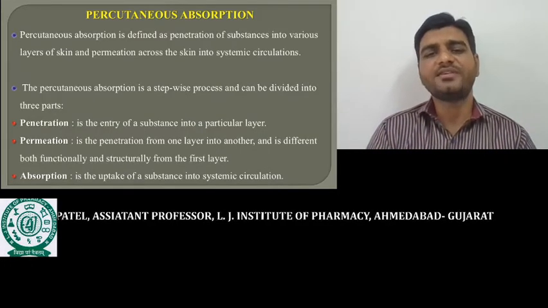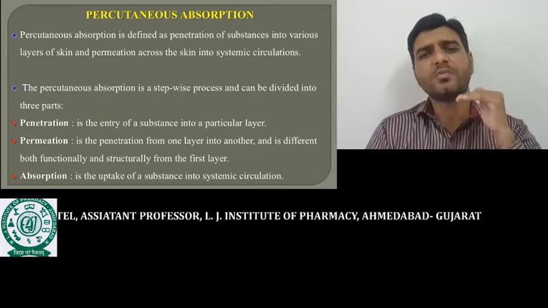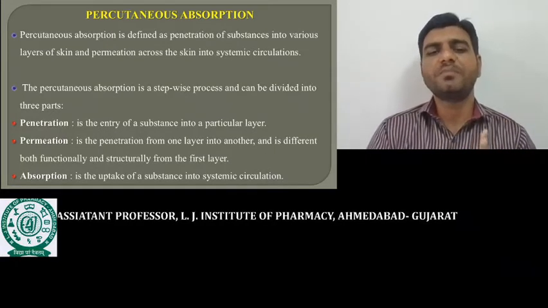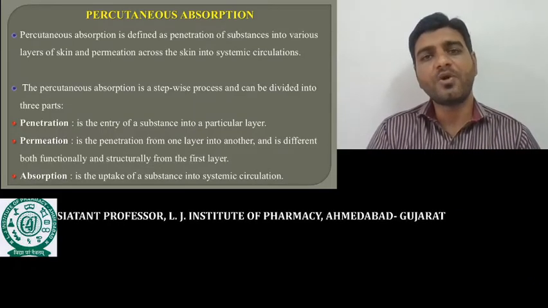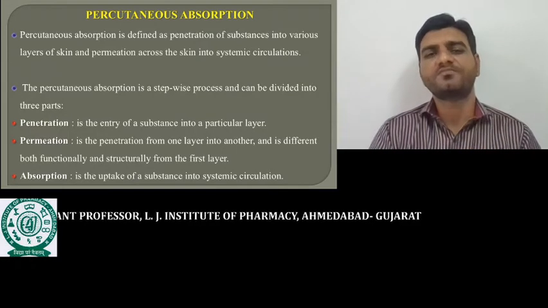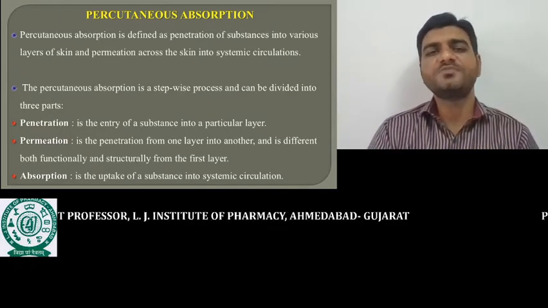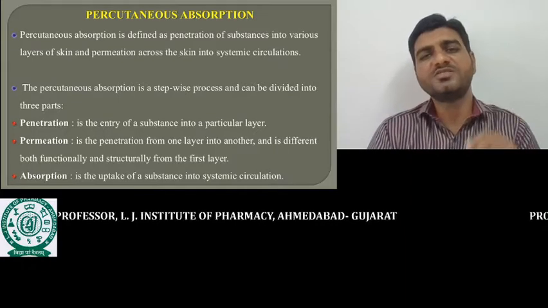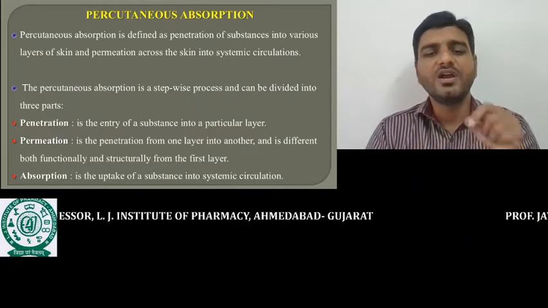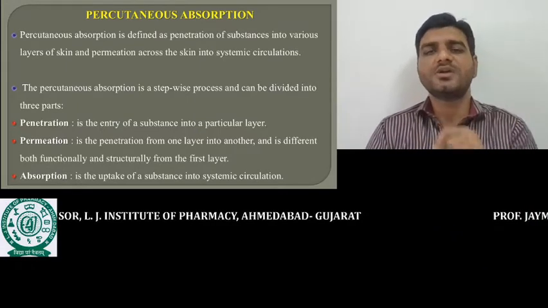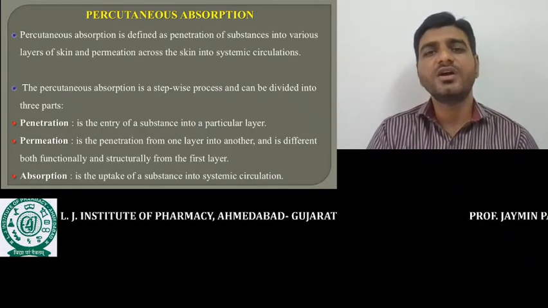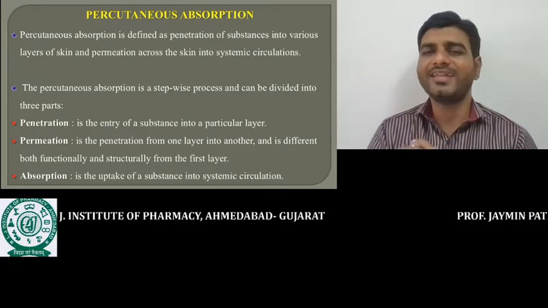First one is penetration, which means the entry of the substance into the first layer, that is the epidermis. The second step is permeation, which means the movement of the drug from one layer to another layer, from the epidermis to the dermis. The third step of percutaneous absorption is absorption. Once the drug enters the dermis, later on through the blood vessels, the drug is absorbed into the systemic circulation. So by this three-step process, the drug can permeate through the skin and enter into the systemic circulation.